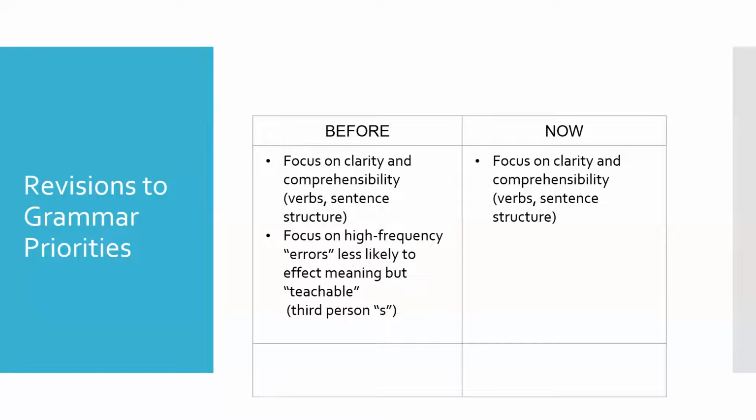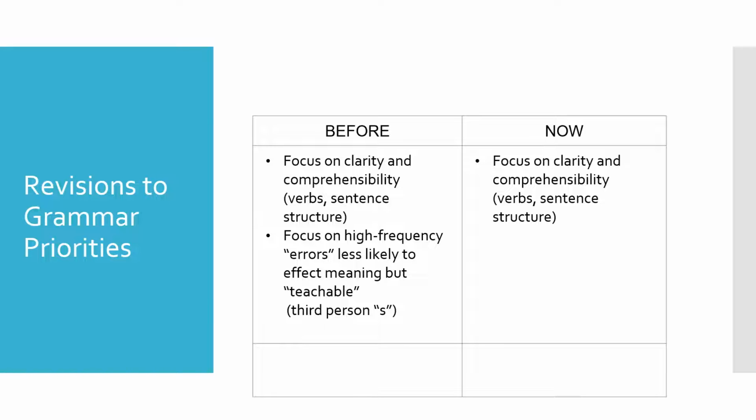before, I always focused on clarity, right? You can't address everything, but always trying to focus on the things that are going to impact whether or not someone can comprehend it. And so verbs and sentence structure, right? What we sometimes think of as global errors or global issues are more likely to affect clarity. So if I'm going to run a grammar activity, I'm probably going to focus on one of those areas.